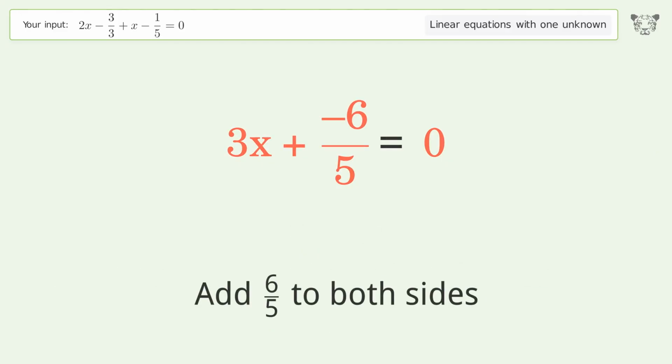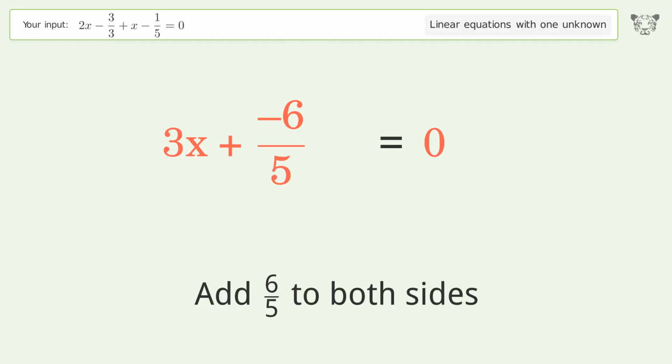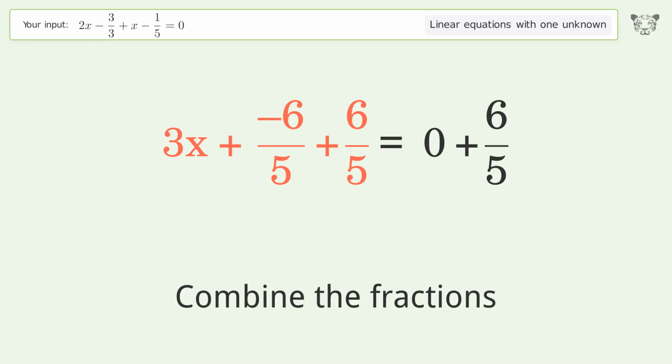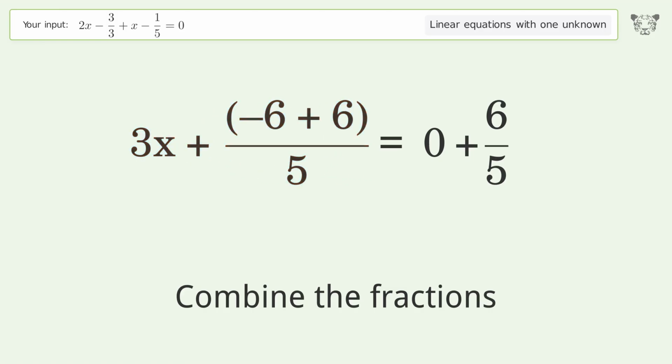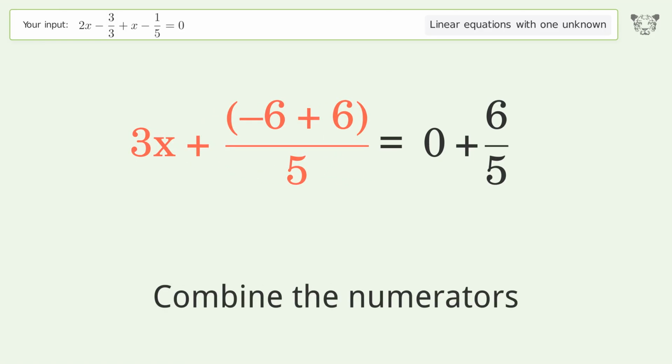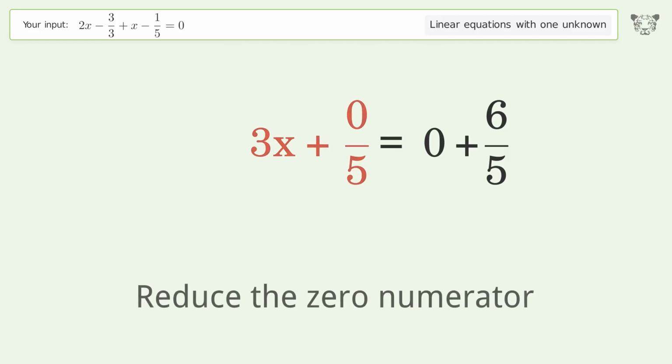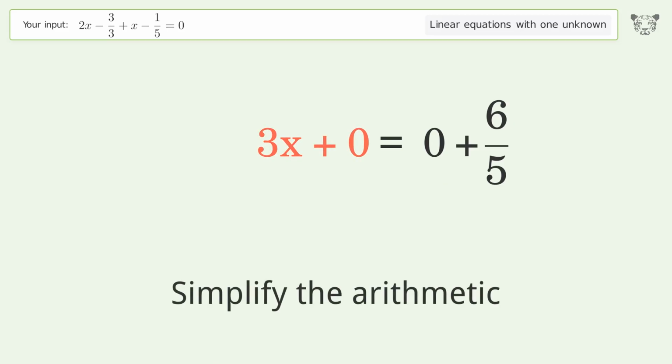Add 6 over 5 to both sides. Combine the fractions. Combine the numerators. Reduce the zero numerator. Simplify the arithmetic.